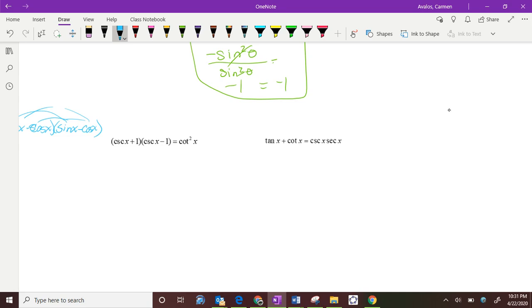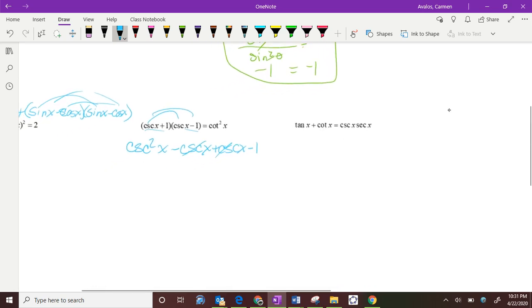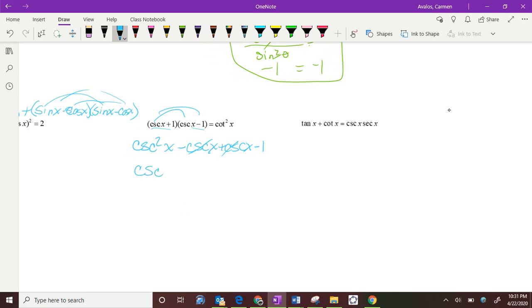So if I'm working on this side, I am going to distribute this. I'm going to have cosecant squared of x, and then minus cosecant squared of x, and then plus cosecant squared of x, and then minus 1. And if you notice, these two are exactly the same except for the plus, so they are going to cancel the middle terms on there. And so that is the difference of squares. That's why we get the difference of squares there, and that is equal to the cotangent squared of x.